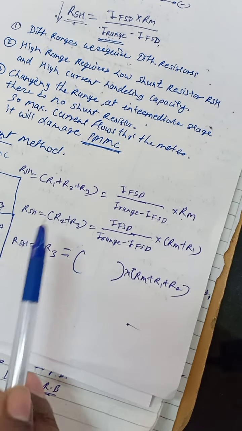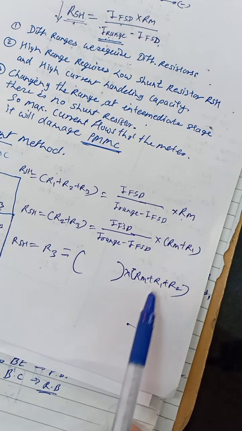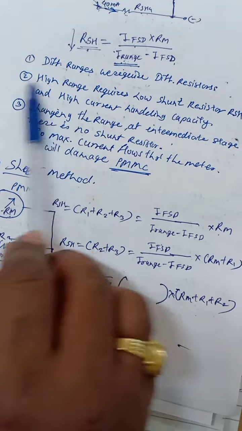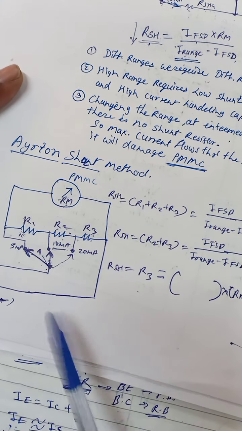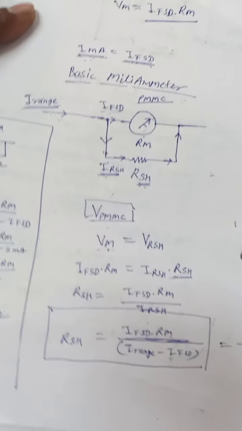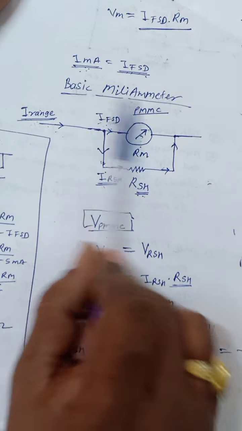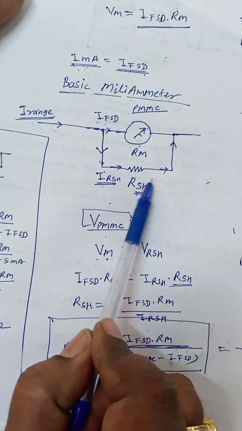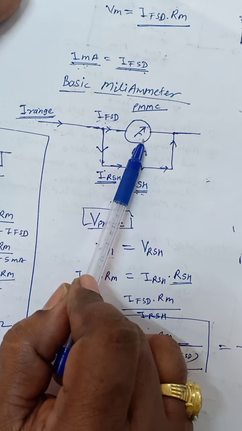So here if you observe, RSH decreases, so at the same time the RM value increases. So these two are also compensated or decreased with this arrangement. So this is known as the Ayrton shunt method. Okay. So last time we saw a basic milliampere meter or current meter. In that case we require an RSH in parallel with this meter.